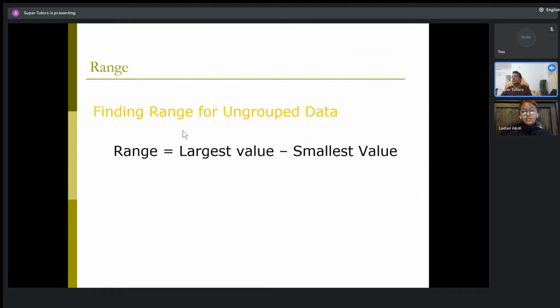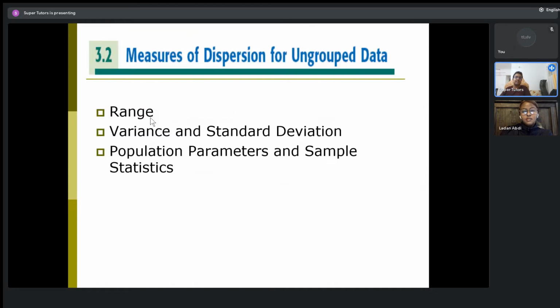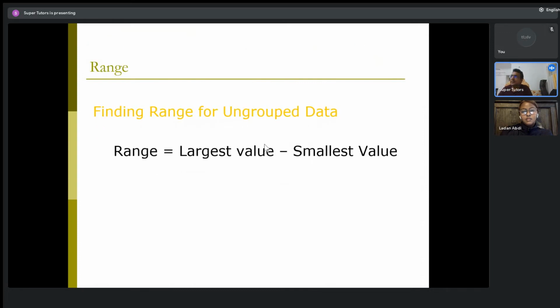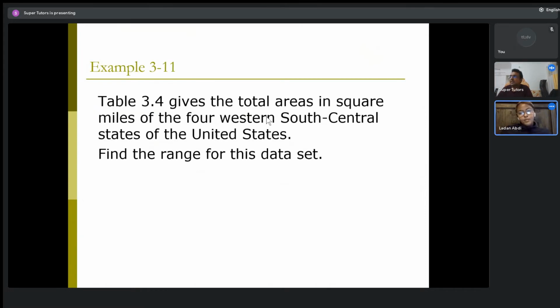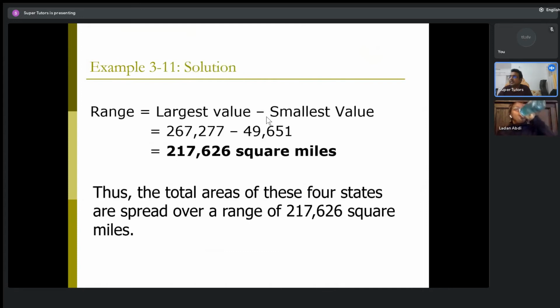So the first one is the simplest and is the least used these days. It's not very important these days in our normal industrial standards. It's called the range. And the range is very simple. It is the largest value in the data set minus the smallest value. That's it.